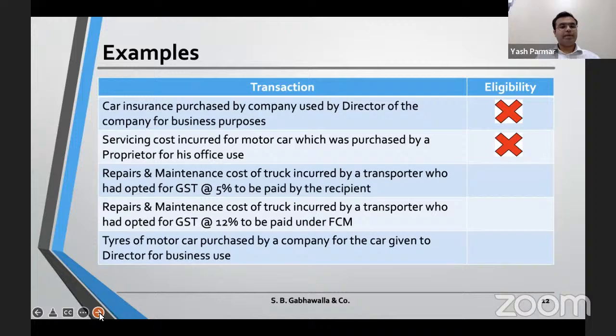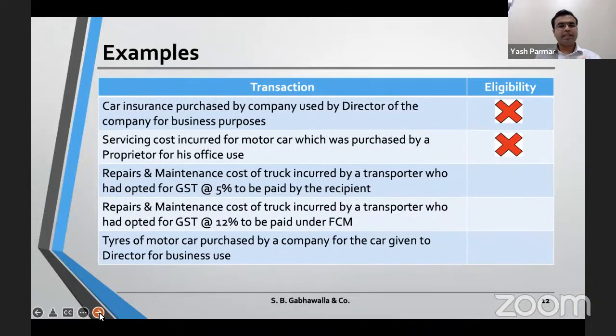Third is repairs and maintenance cost of truck incurred by a transporter who has opted for GST at the rate of 5% to be paid by the recipient. So we all know that a GTA has an option. Either he pays tax at the rate of 12%, and he can claim all the input tax credit for the goods and services which he is availing in the course of business. Or if he is choosing 5% under RCM, 5% to be paid by his customer, then he is not entitled to claim any credit.